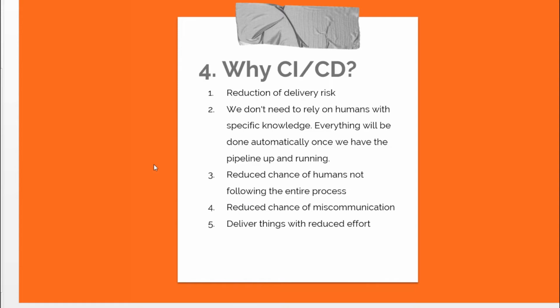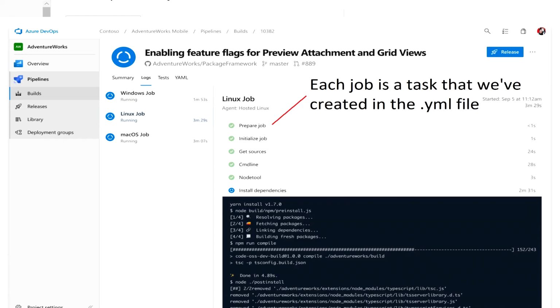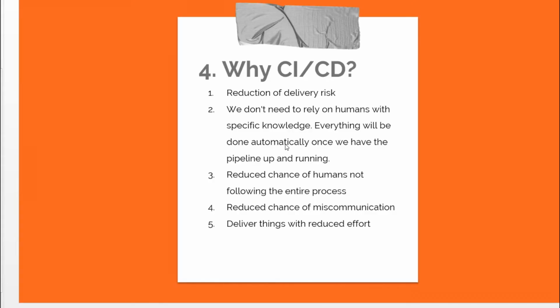And you guys may ask, why do you need CI/CD? Why do you need to change and use these new things? And it's very simple. We need to reduce the delivery risk, so we don't deliver something that has a broken build. And like I said to you guys, we don't need to rely on humans with specific knowledge. Because imagine if we had to do everything manually. You would need to have Linux knowledge, you would need to have Docker knowledge, and a lot of stuff that is present in the tasks that we are running here. So with this, it becomes way easier for anyone to do it.